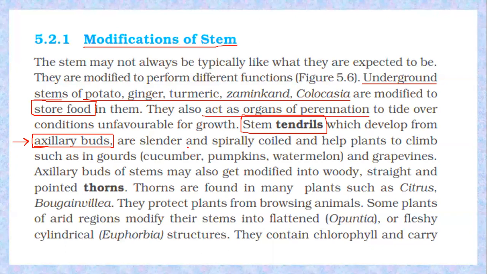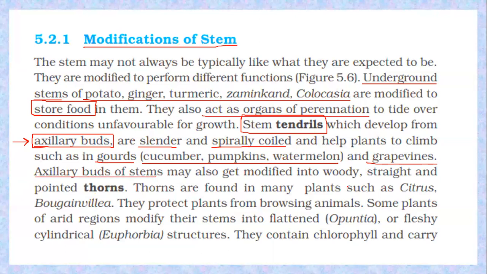So stem tendrils, which develop from the axillary buds, are slender and spirally coiled and help the plants to climb, as in gourds, that is cucumber, pumpkin, watermelon, and grapevine. In all these plants you will find stem tendrils.